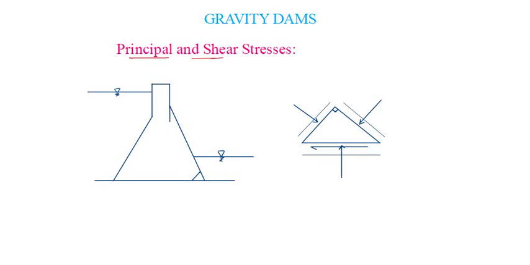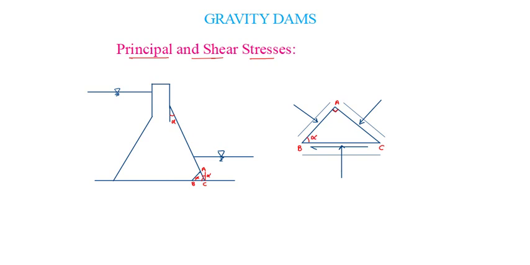Principal and shear stresses in a gravity dam. In a gravity dam, consider a small element on the downstream face of the dam. This is the ABC element in which this angle is 90 degrees. Say this angle, the downstream face making an angle with the vertical, is alpha, then this angle will be alpha, this will be 90 minus alpha, and this also will be alpha. So this is our alpha.